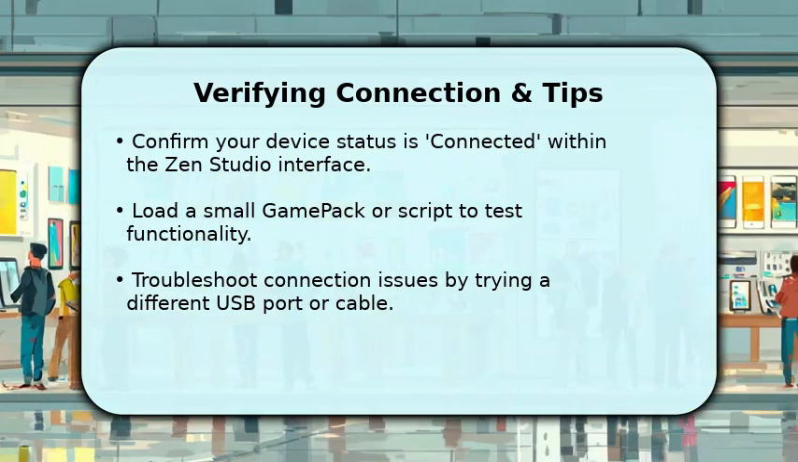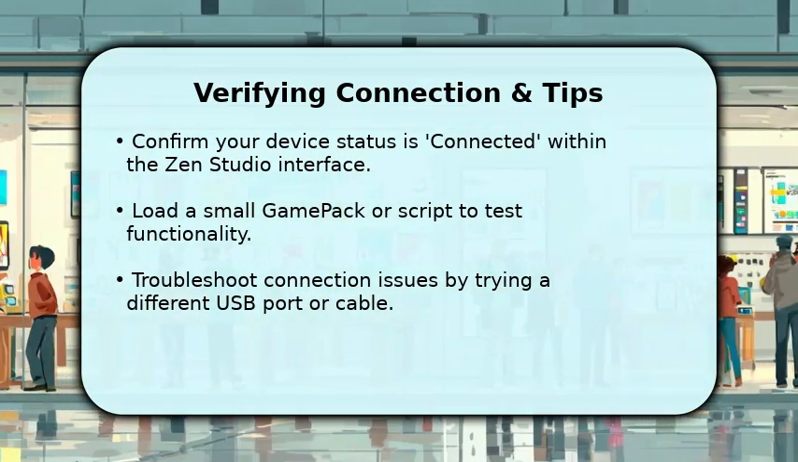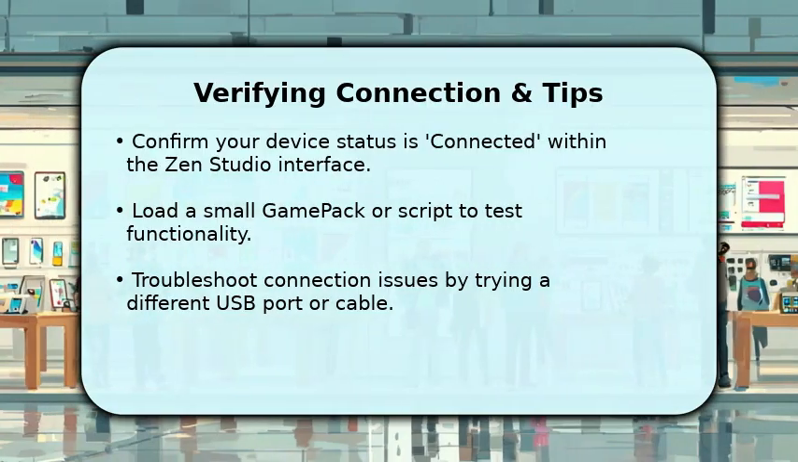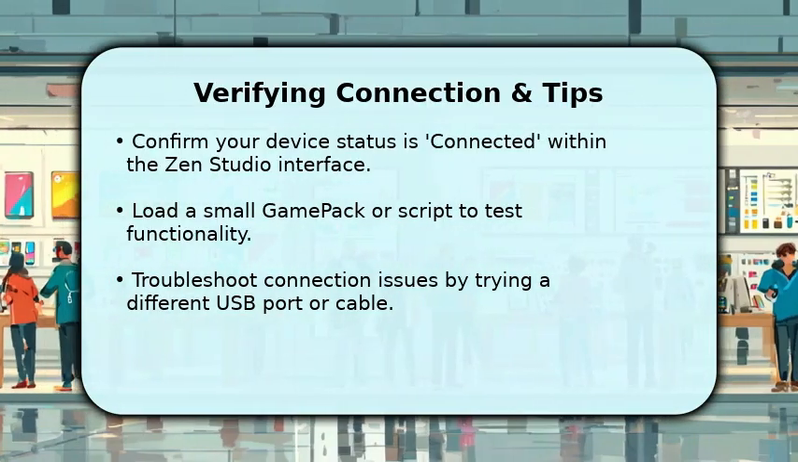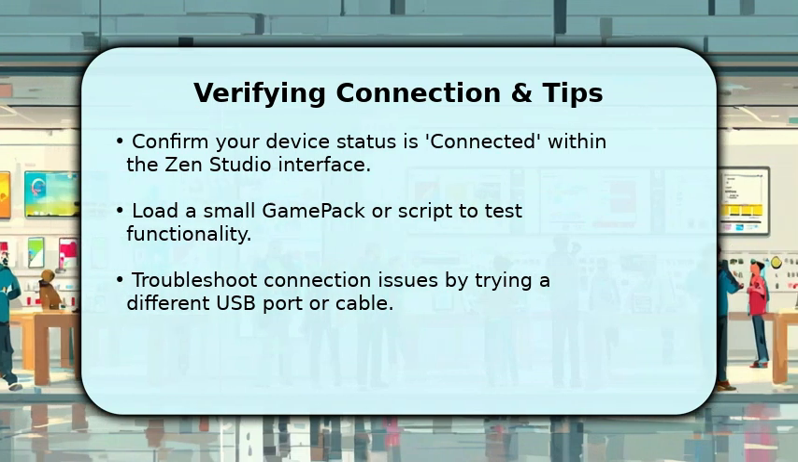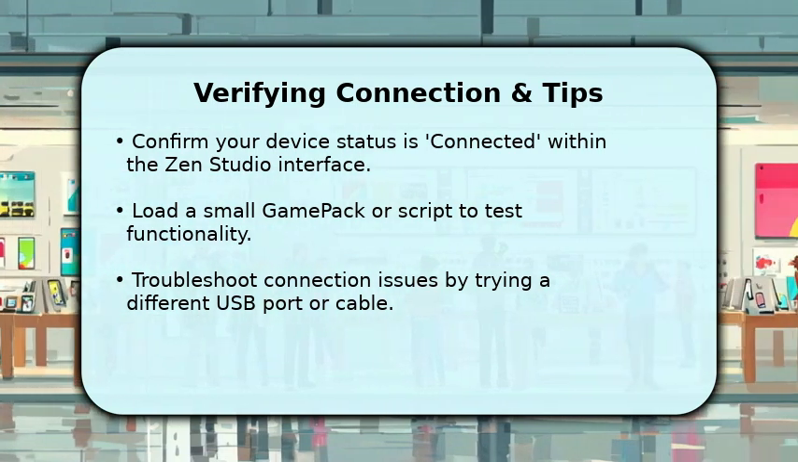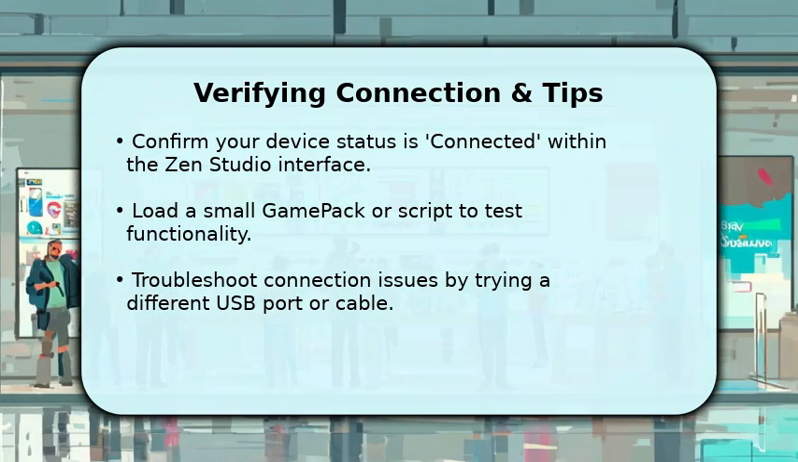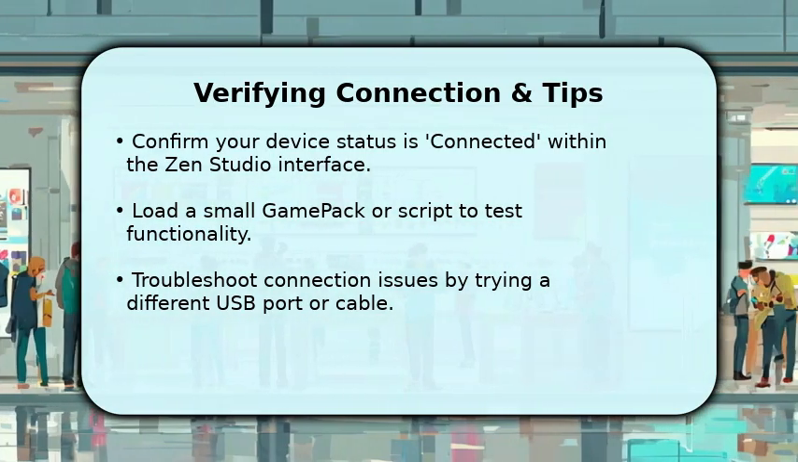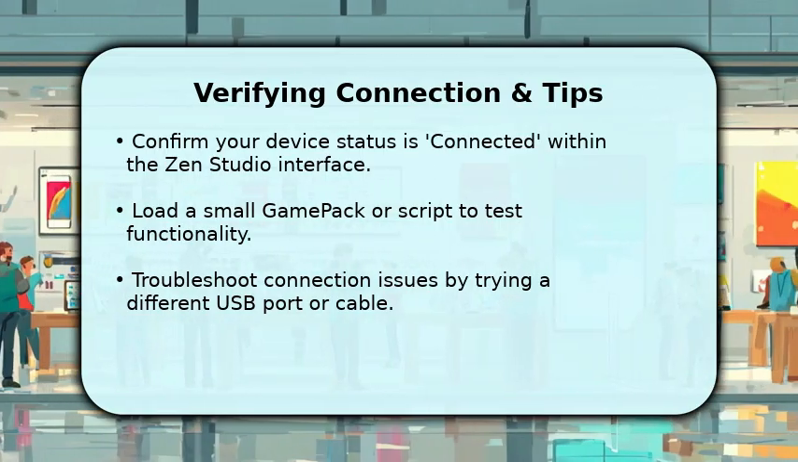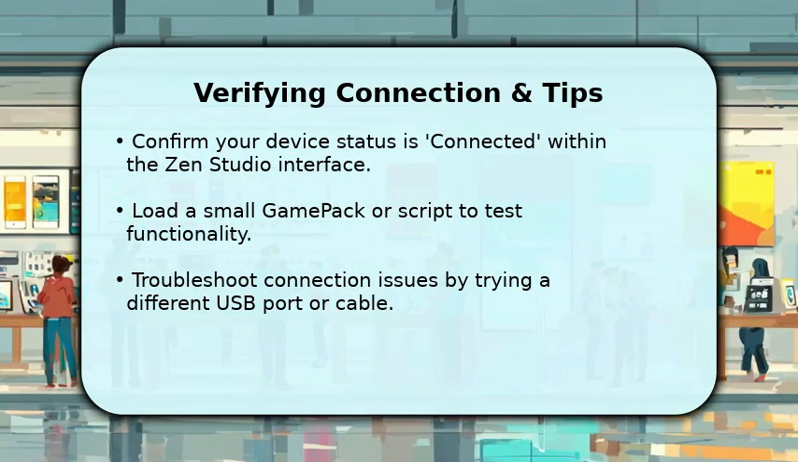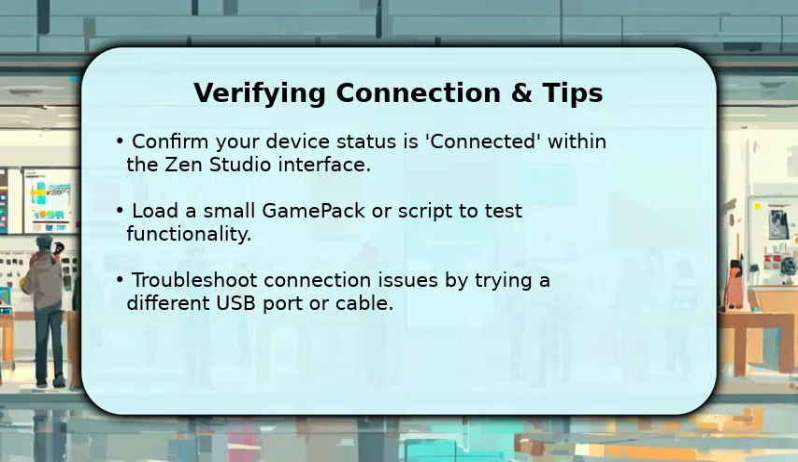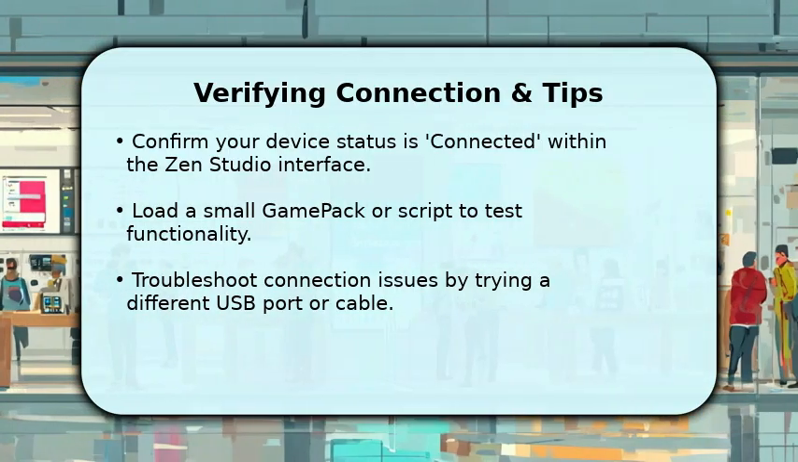Finally, verify your connection by checking the device status in Zen Studio. It should clearly display connected. You can test functionality by dragging and dropping a small game pack or script onto your device using the Programmer section. If you encounter any issues, try connecting your Zen to a different USB port on your computer or use an alternative high-quality micro USB cable. A strong connection ensures stable performance.